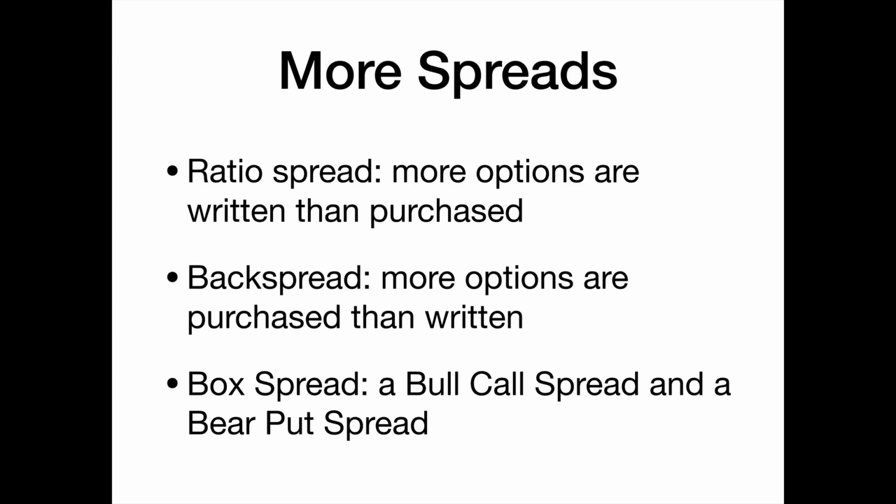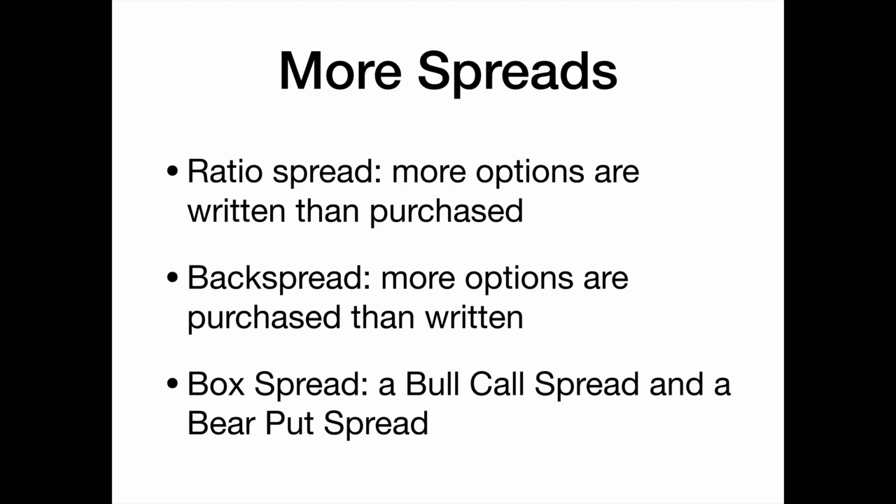Finally, I just wanted to give some terms here. We're going to explore these in a later lecture, so you don't have to worry about them too much. Ratio spread is an example where more options are written or sold than are purchased or bought. Ratio spread, you're writing more options than you're buying. Back spread is just the opposite. You are purchasing more options than you're writing or selling.